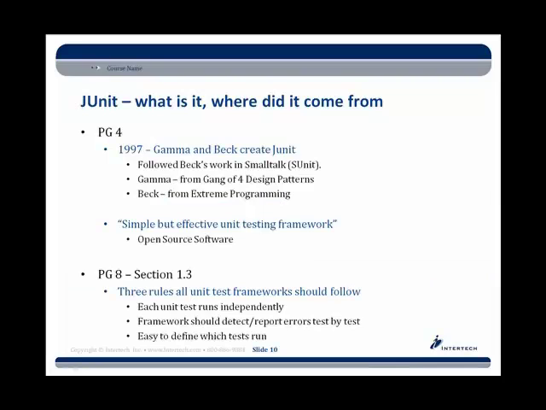So exactly what is JUnit and where did it come from? Well, back in 1997, Eric Gamma and Kent Beck created JUnit. It comes from some of their original work in SUnit, that is, unit testing for Smalltalk applications. If the names Gamma and Beck sound familiar to you, that's because they're pretty famous guys in our software industry. Eric Gamma came from the Gang of Four design patterns. Kent Beck's fame stems from his work in extreme programming.